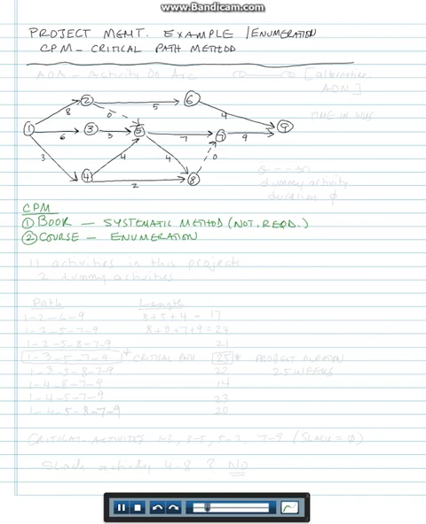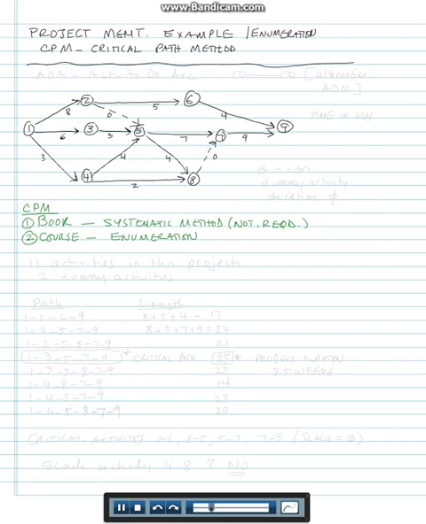This example is on the critical path method, and there are two ways to do the critical path method, CPM. The book talks about the systematic method, which is used by programs like Microsoft Project, which is not required in this course. And in this course, what I require is the enumeration method. And so I'm going to describe it in this example.